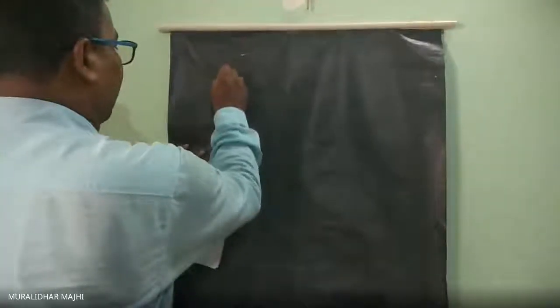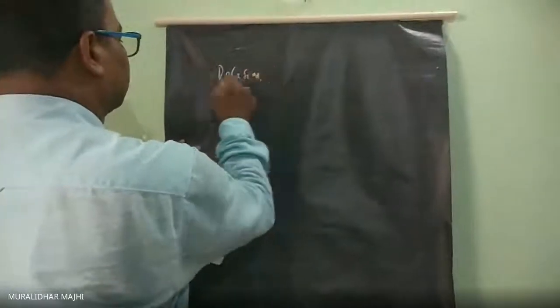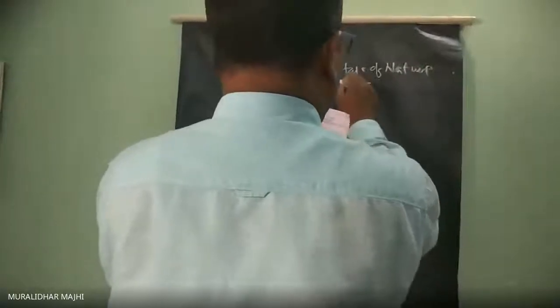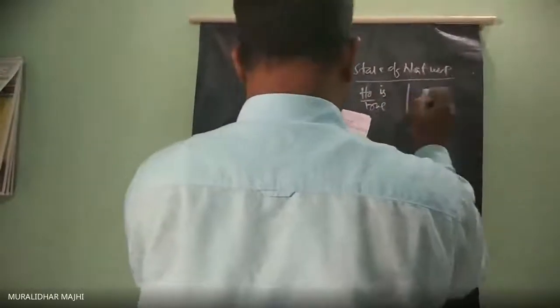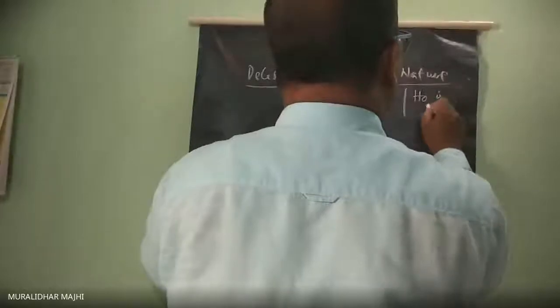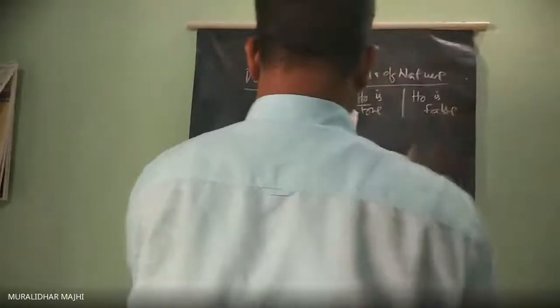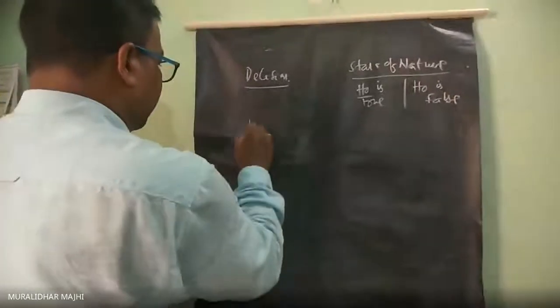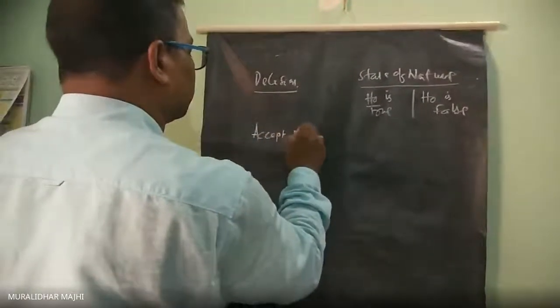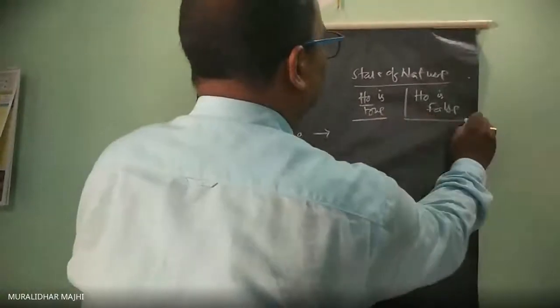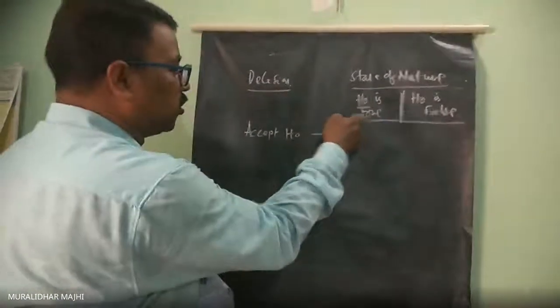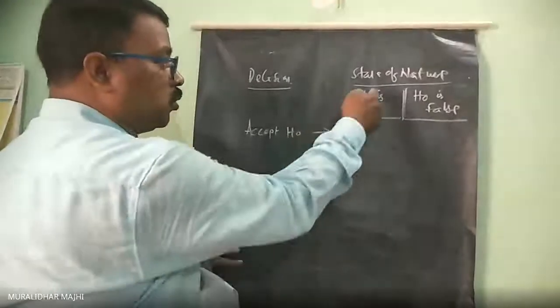So here I can write down the decision, and here the state of nature. Here I can write down when H0 is true, and here when H0 is false. Okay, dear student? See the decision: accept H0 when H0 is true.